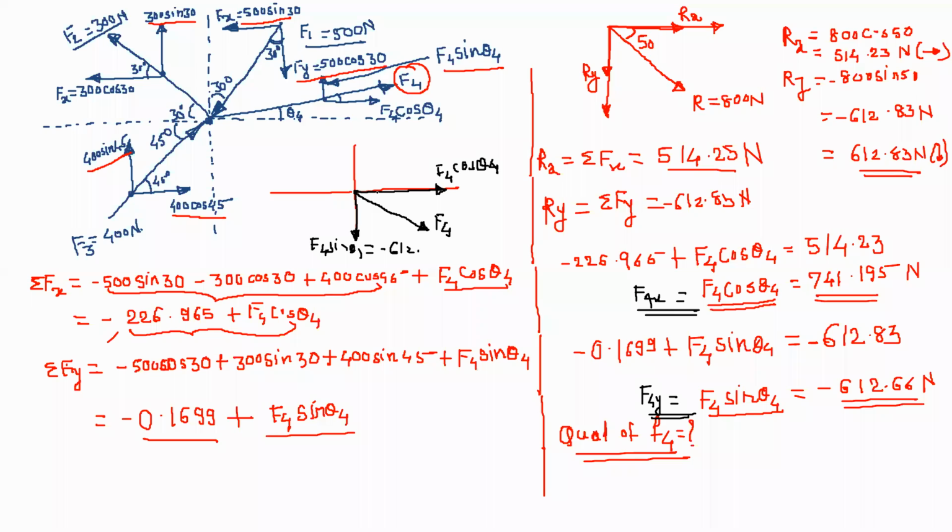So now we have to find out this angle, that is theta 4, and the value of F4. So how can you find out this value? You have two equations. So this is the first equation and this is the second equation. In the two equations, there are two unknowns, F4 and theta 4. So how to find out the value of F4 and theta 4?